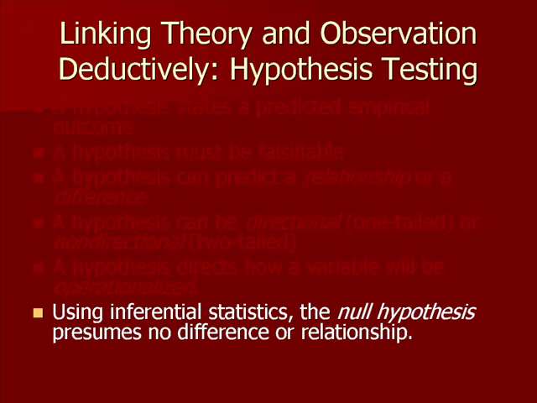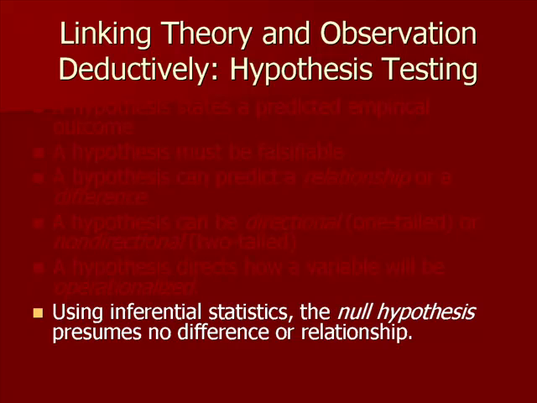Using inferential statistics, then, the null hypothesis presumes the opposite of what you want to find. If you're looking for a relationship between X and Y, you must first say there's no relationship. These two are unrelated. Or let's use a simpler example. Let's say that on some behavior, we'll call it X, well, let's just call it flirting, that men or women are different in the amount of flirting they do.